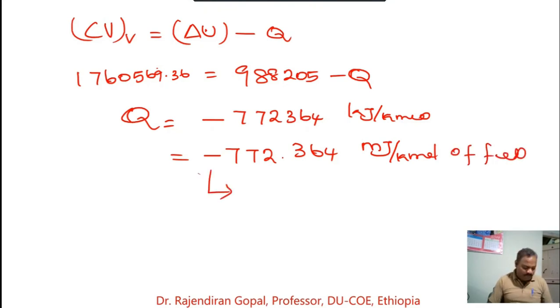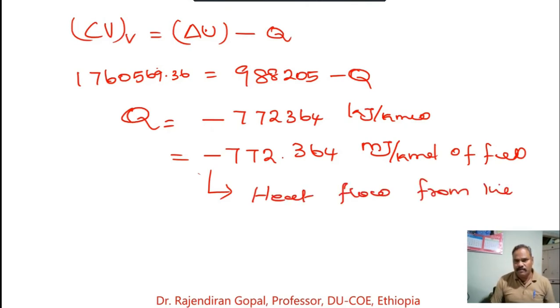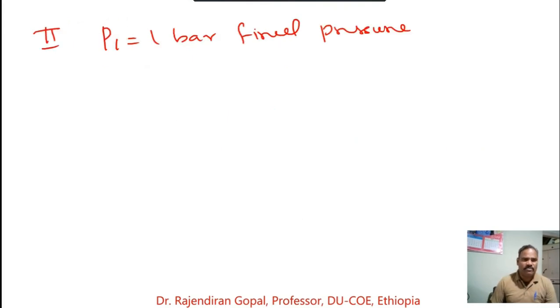This negative sign implies that heat flows from the vessel. Now come to the second question. If the initial pressure is 1 bar, find the final pressure.